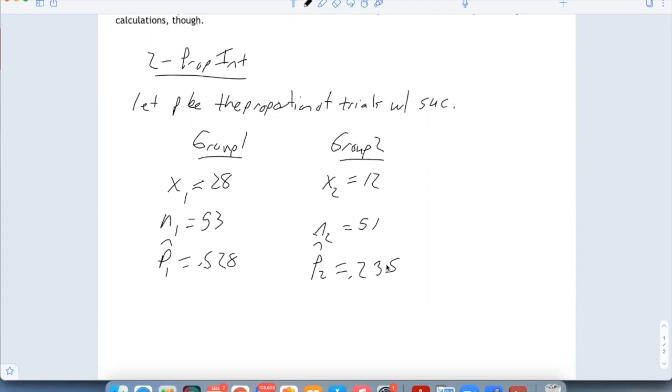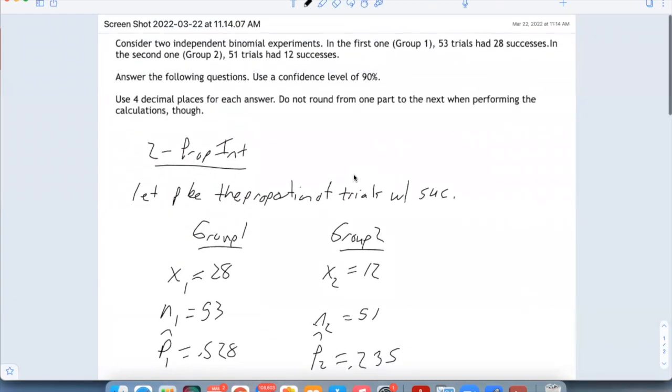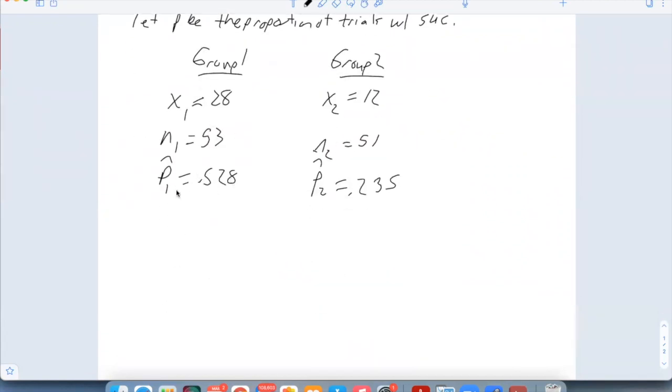Now remember, everybody gets different numbers. When you do this problem, you'll probably have different numbers. In my case, notice this one is bigger than this one. That's what you'll want. Group 1 should have the higher p hat. Now, in these homework problems, I can't promise that's going to happen. I didn't write these questions. Sometimes it picks random numbers, and sometimes it's going to be backwards here.